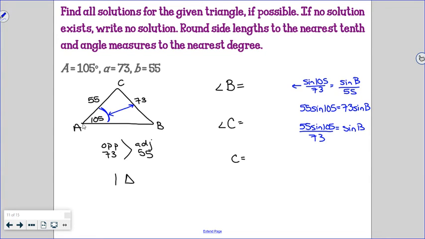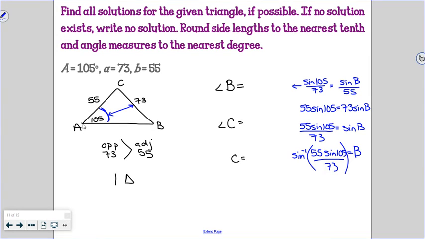And then I need to get rid of that sign because I want it at the end to say B equals, right? When we get that sign out of there, when I move it to the other side, it is inverse. That's how we solve for an angle. And type all of that in. 55 sine of 105 over 73.